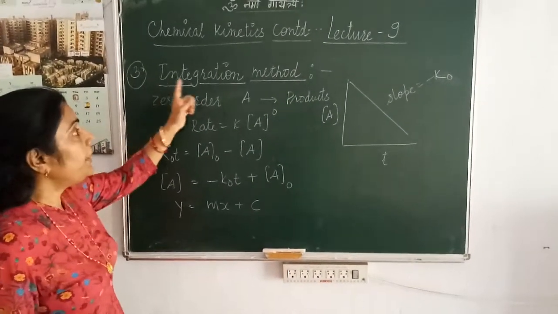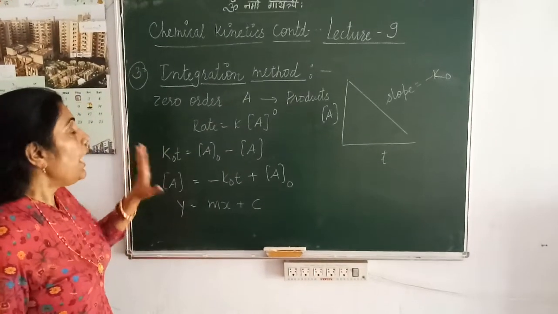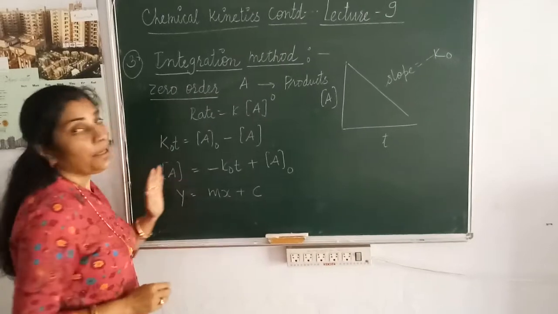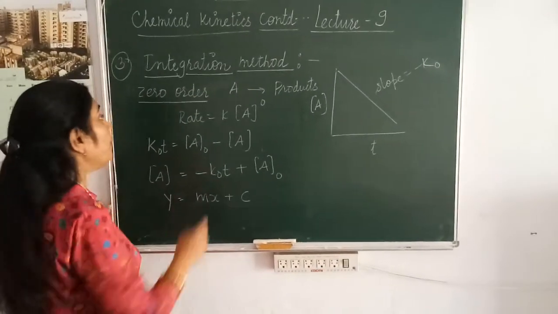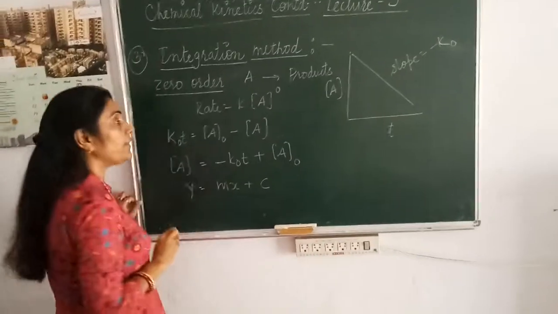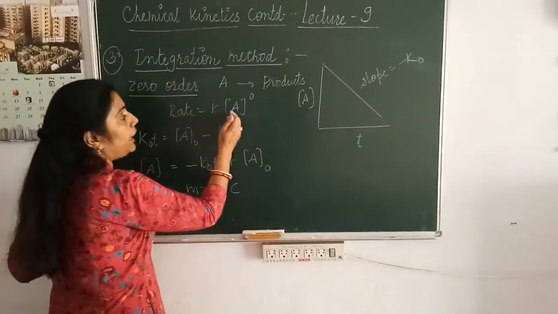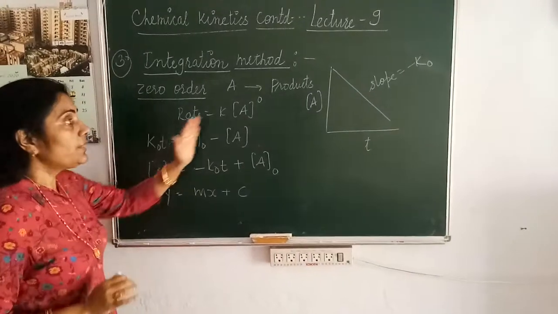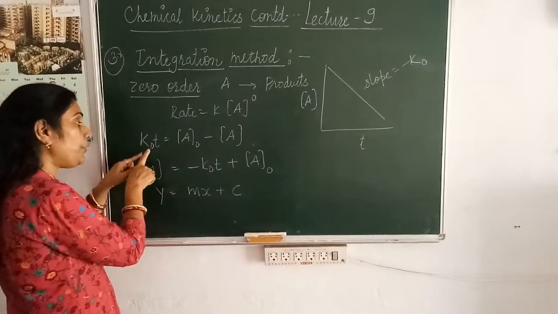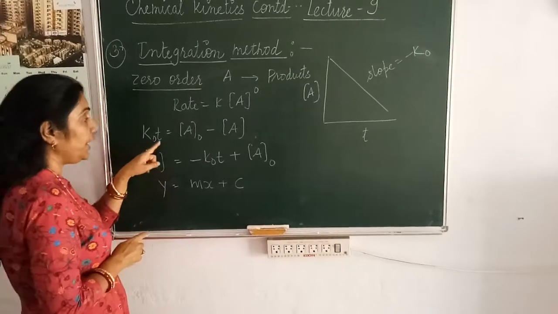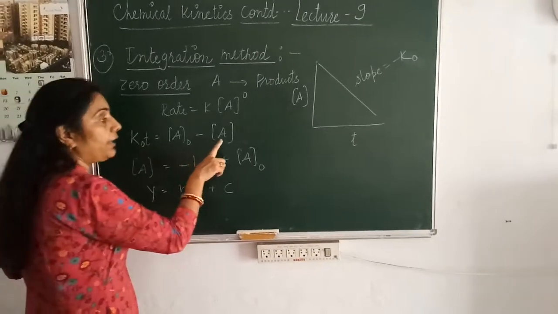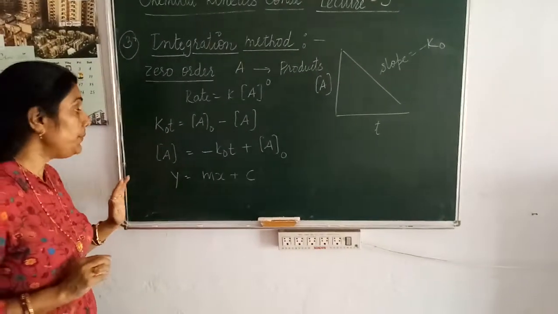So the next method is the integration method, and we have to study the derivations for zero order and first order reactions. So for zero order, suppose a reactant A is being converted to products. So rate is equal to K into A to the power 0, since the reaction is zero order. K naught is the rate constant for zero order reaction, T is the time period, A naught is the initial concentration, and A is the concentration at time T.